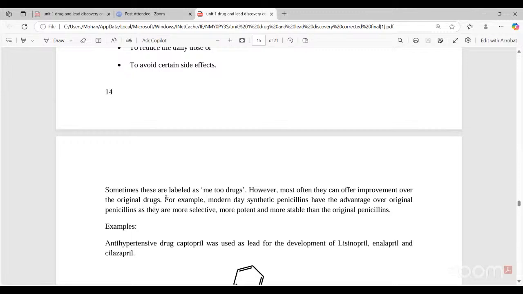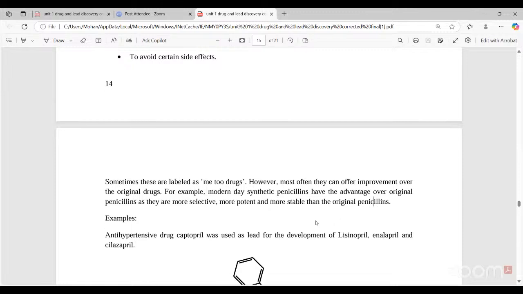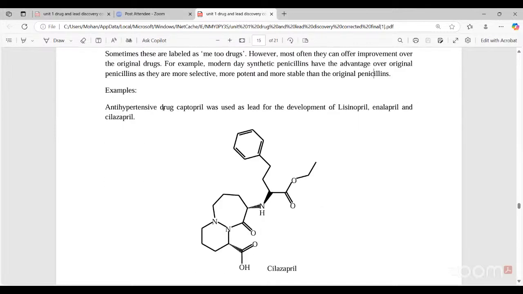Sometimes these are labeled as me too drugs. However, most often they offer improvement over the original drugs. For example, modern day synthetic penicillins have the advantage over original penicillins as they are more selective, more potent, and more stable than the original penicillins. The antihypertensive drug captopril was used as lead for the development of lisinopril, enalapril, and sildenafil.